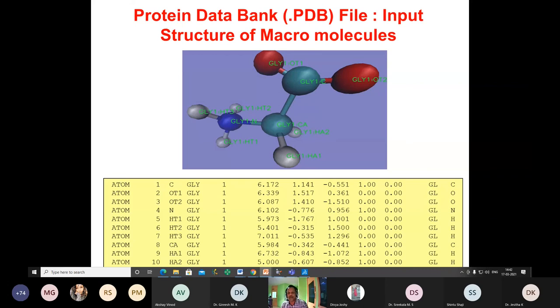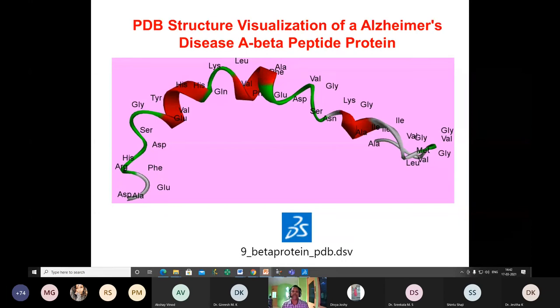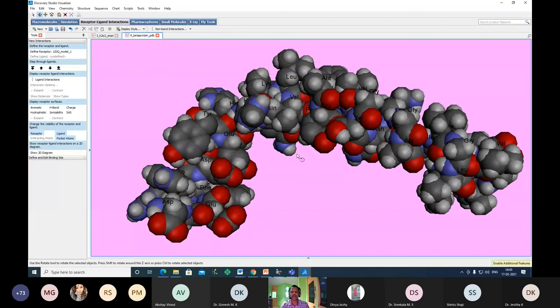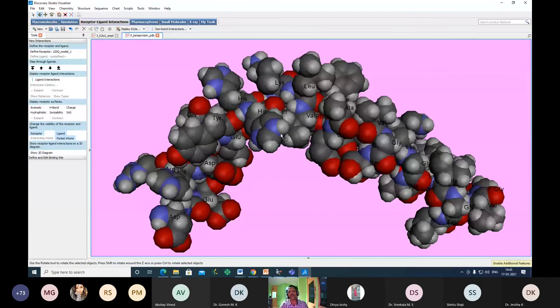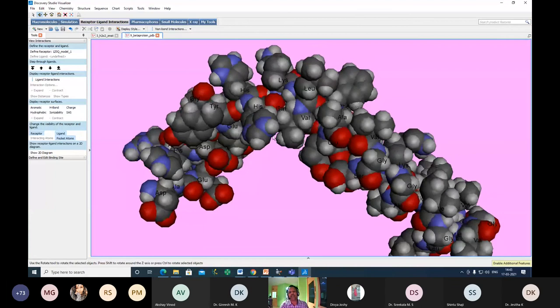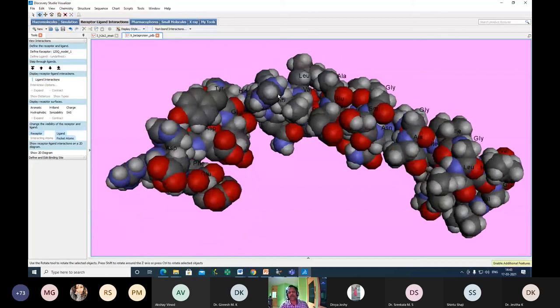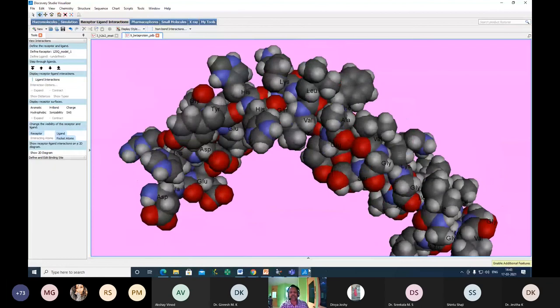Here again, Cartesian coordinates associated with the atoms are expressed in this PDB file. So you can visualize the PDB structure of a small beta protein. In the previous case, in GaussView, you just visualized a simple water molecule with three atoms or a simple hydrogen atom. Here, this is even a small protein. I think this contains nearly 1,500 atoms. So these 1,500 atom coordinates are present in this PDB file, and I visualized this PDB file using a visualization software.